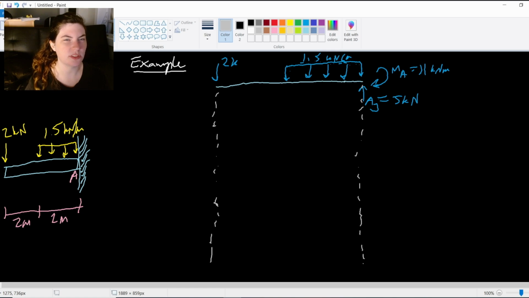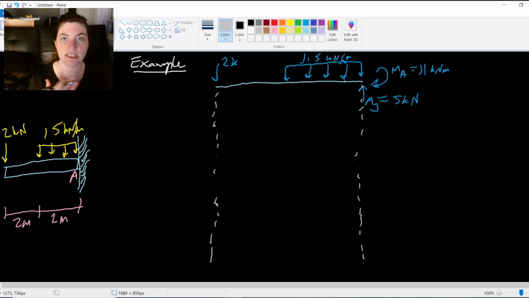So for these examples, in the interest of saving time, I'm going to go ahead and just give you the reactions, but of course your first steps are always solving the reactions, drawing your free body diagram and solving for those reactions. But here we're going to go ahead and start with that already given to us so we can just focus on the shear and moment diagram.